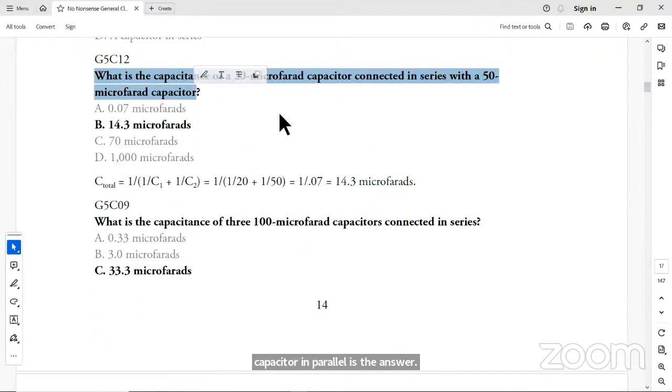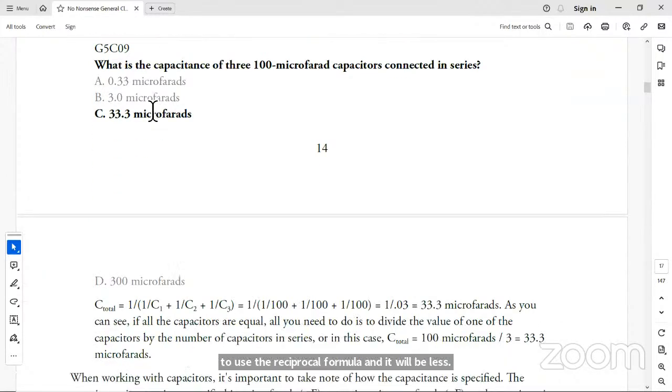What is the capacitance of a 20 microfarad capacitor connected in series with a 50 microfarad capacitor? So let's dissect this question also. They're asking you what is the capacitance, so it has to be in some unit of farads, right? It's two capacitors. 20 microfarad is the first one and 50 microfarad is the other one. But how are they connected? Are they connected in parallel, where they'll be simply added up? No, they're connected in series. So you have to use the reciprocal formula and it will be less. So the answer is 14.3 microfarad, as we calculated in the worked example.